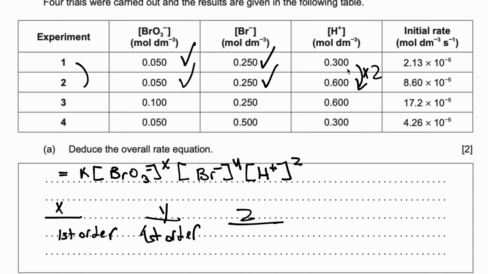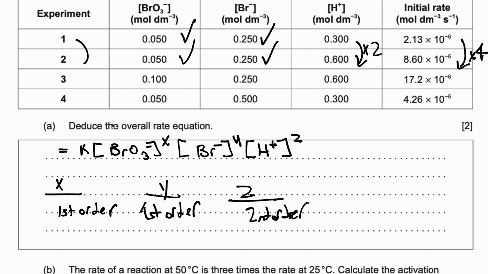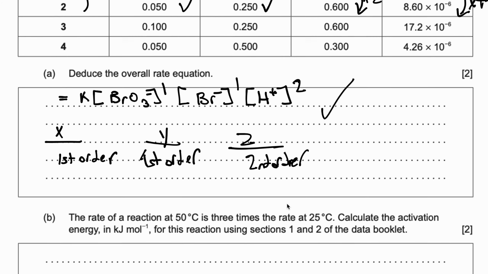This is what I want. And so when H plus concentration is doubled, the rate of reaction goes up by 4, right? And 4 is an exponent, is exponential to 2. So I know that Z is 2, second order. So from what I've concluded, the final rate equation, I can replace the x, y, z with the numbers. X is 1, y is 1, H plus is 2. So this will be your rate equation. Okay, let's go to the next part.